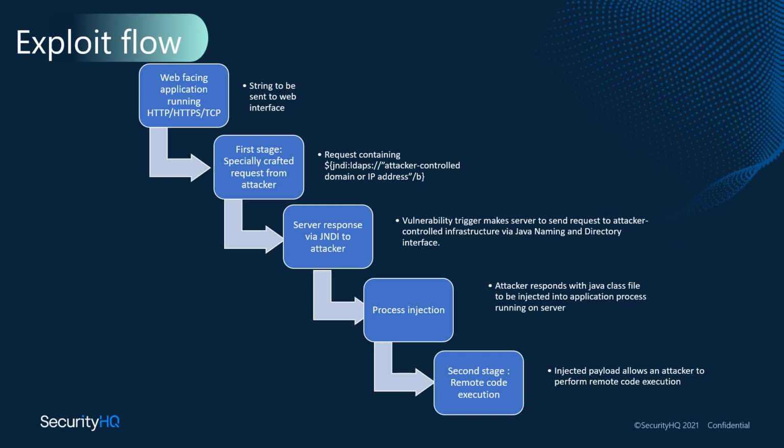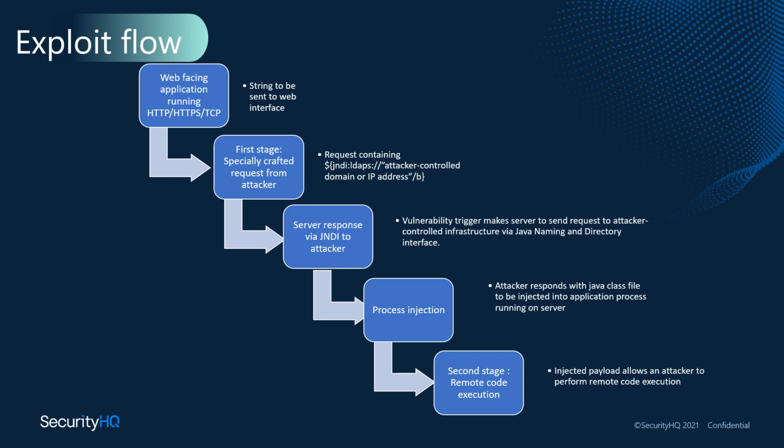Once this request is made to the server, and if your server is relying on the Java library, the vulnerability will trigger, and this will make the server send a request to the attacker controlled infrastructure. The server will come to know the IP or the domain of the attacker through the web request that the attacker made in the first stage. Once the attacker sends this request, the server will send a new request to the attacker controlled infrastructure, initiated through the Java Naming and Directory Interface. This is the JNDI component of the web application which will initiate this request.